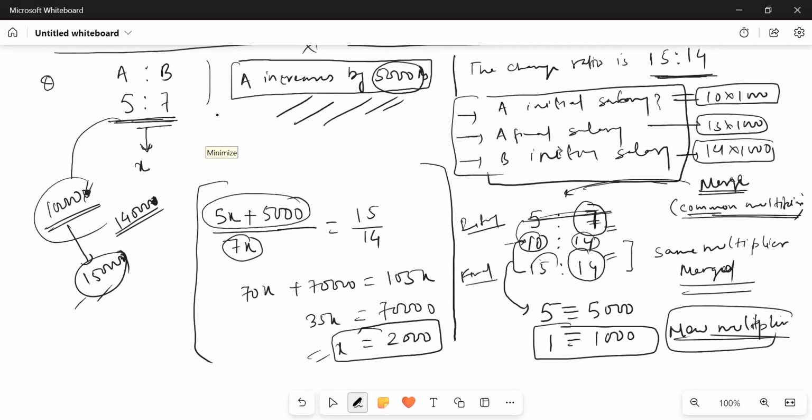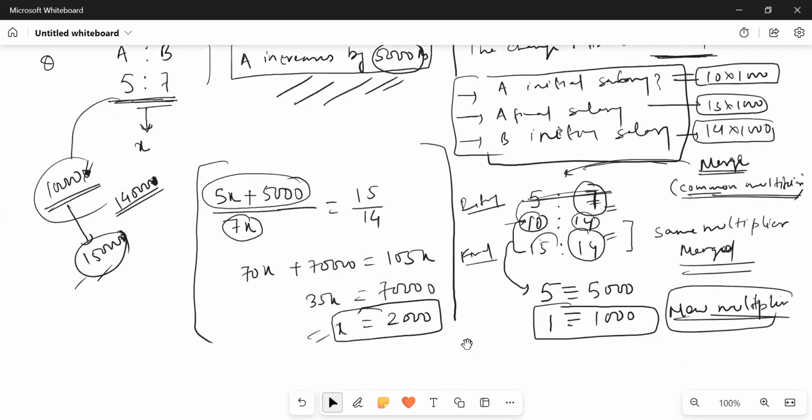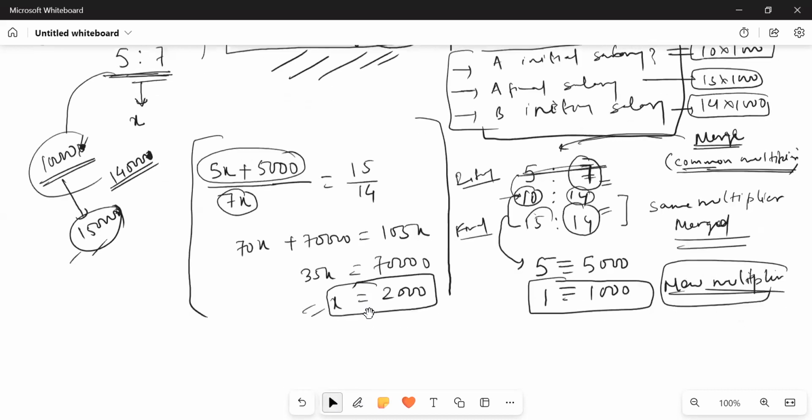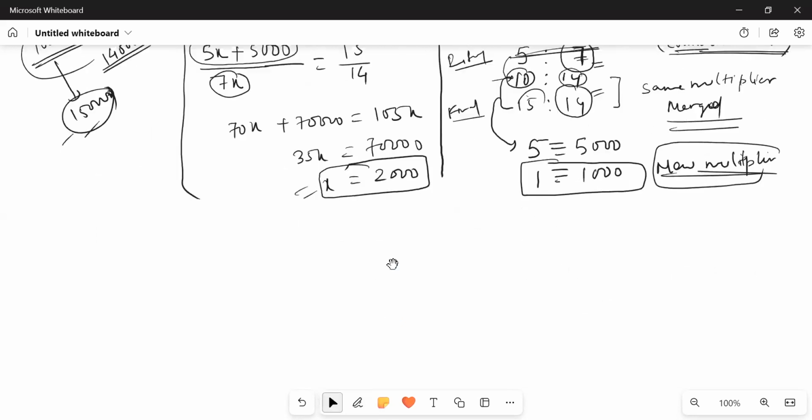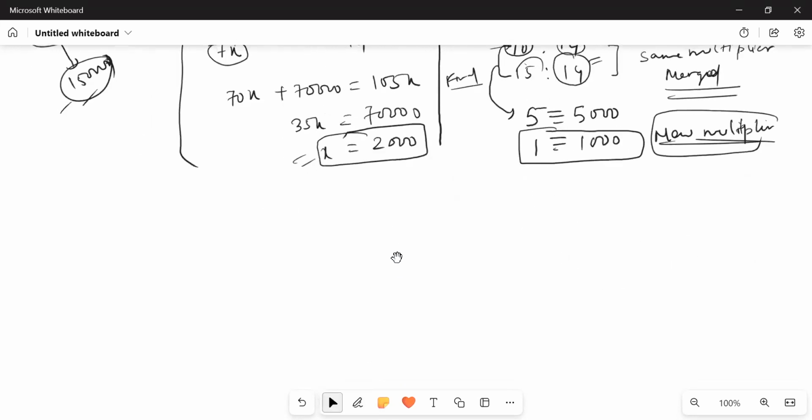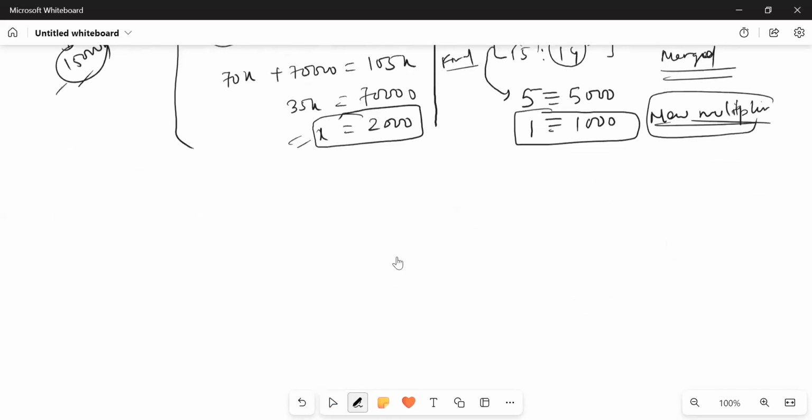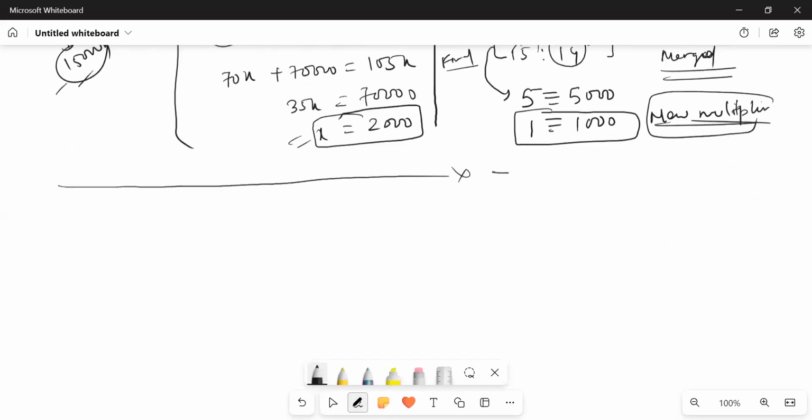Did you get the point? Yes, sir. Okay. So now I'll give you a different example here. So here what happens, only A has changed. Sometimes they both might change. They both may change. I'll take one such example. And see, you need to convert the same situation everywhere, because everywhere you'll be finding almost the same thing.